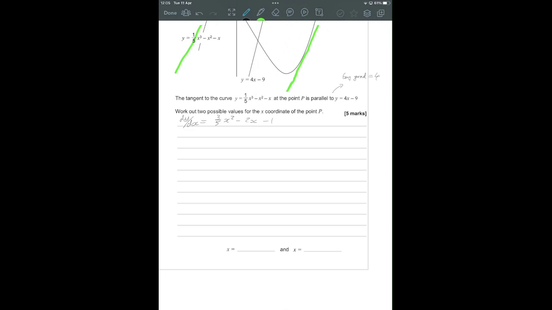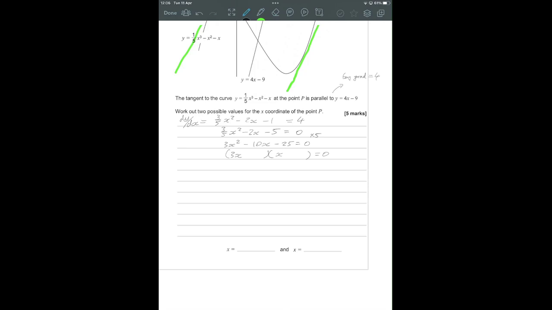We've been told that we're trying to find the points where this is equal to 4, to be parallel to y equals 4x minus 9. Well, this again is a quadratic, so let's solve it as such. I'm going to bring everything to one side. Now I could use the quadratic formula, but I hate fractions, so I'm going to multiply by 5 to kill off the fractions, and then I like factorising, so I've already spotted the factorisation for this.